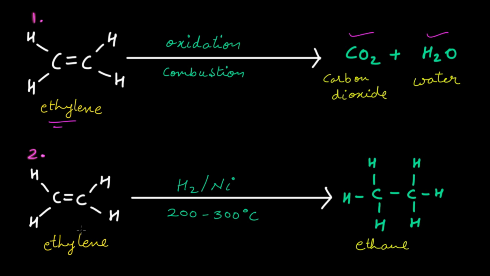Second reaction is when ethylene is treated with hydrogen in the presence of nickel as catalyst. This is a reduction reaction and the double bond will be changed to a single bond and you will get ethane.